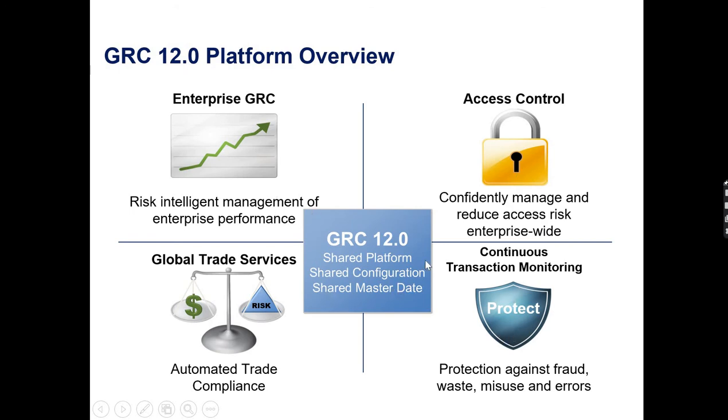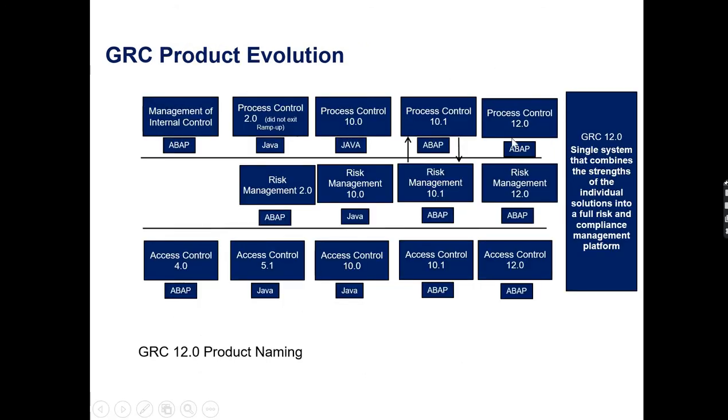Similarly, there is sharing of master data. If we are creating a control owner, that same control owner can be used in process control. Or similarly, if we are creating any organization structure, that can be used here and here. Okay, so that means we are sharing the platform, some of the configuration, and some of the master data, not all but some. Okay, fine. So this is about the product evaluation of GRC.